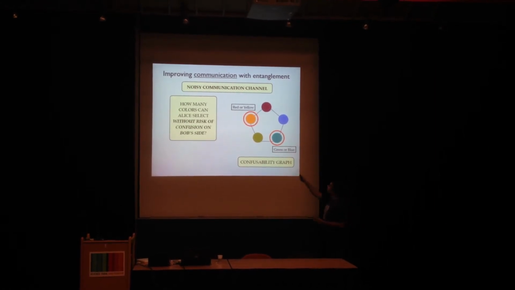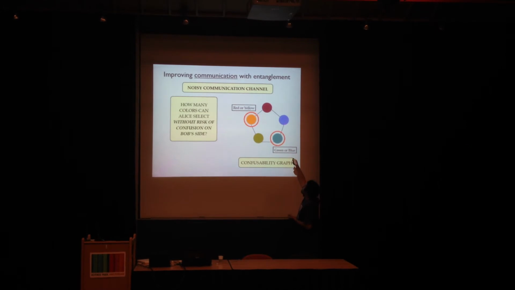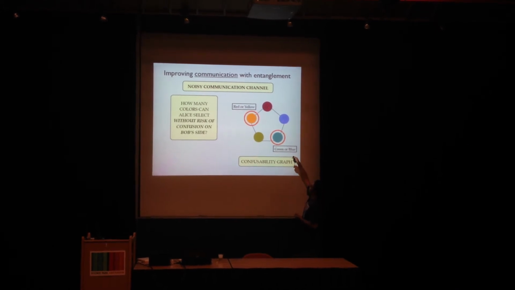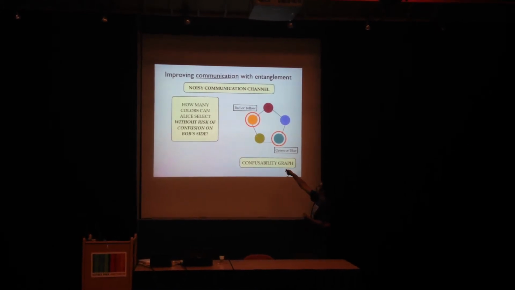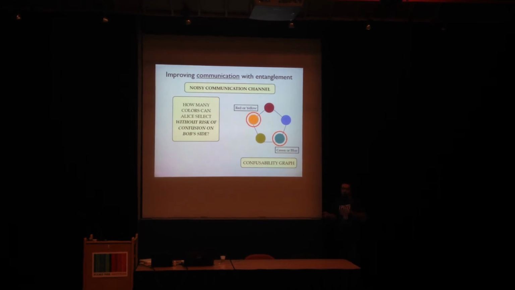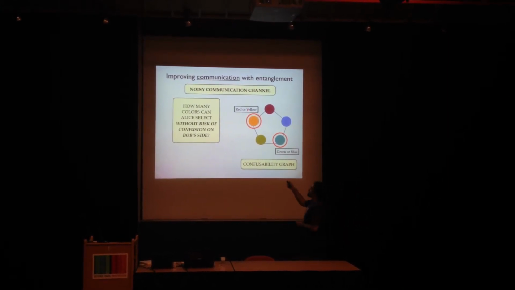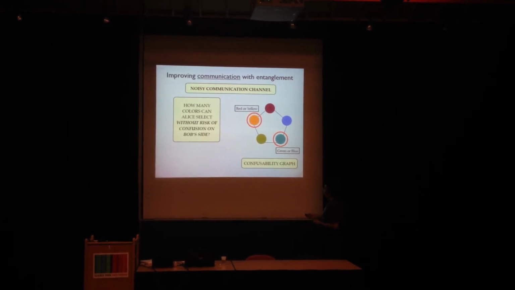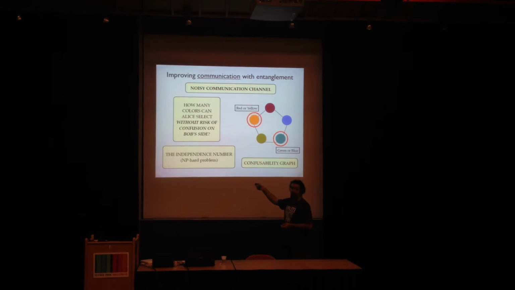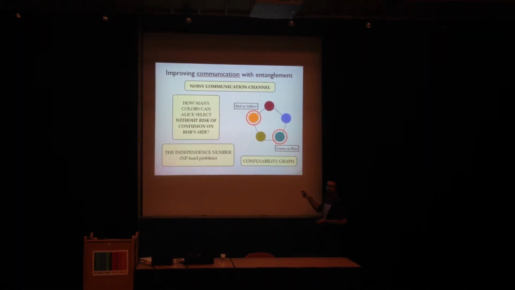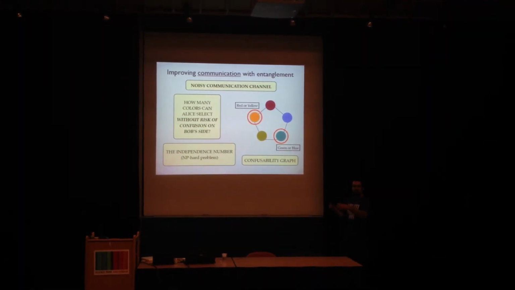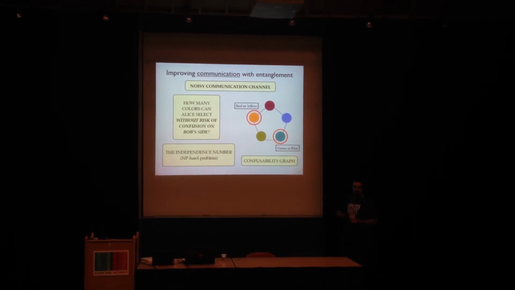But notice she cannot select any other, because this can be seen as blue, this can be seen as red by Bob, and this can be seen as green or yellow. So all other inputs will cause confusion. So for this particular channel, with this graph, the answer is 2, but in general, the answer is the independence number of the confusability graph. That is the largest subset of vertices such that no two are adjacent.